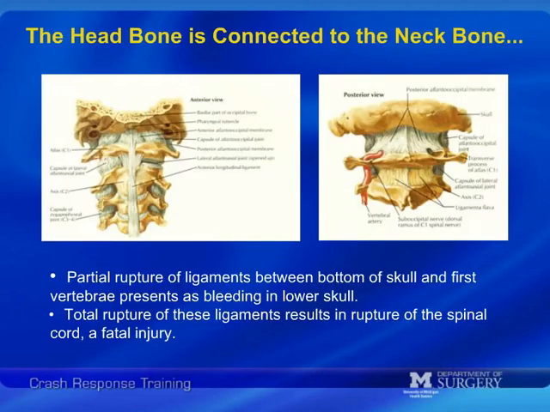Now, as we all learn in grade school, the head bone is connected to the neck bone. And as we have been talking about, children have much more delicate tissues which are connecting these things together. One of the big concerns is rupture of some of these tissues. Partial rupture of the ligaments between the bottom of the skull and the first vertebra of the neck presents as bleeding in the lower skull. Total rupture of these ligaments results in rupture of the spinal cord, which is nearly always a fatal injury.